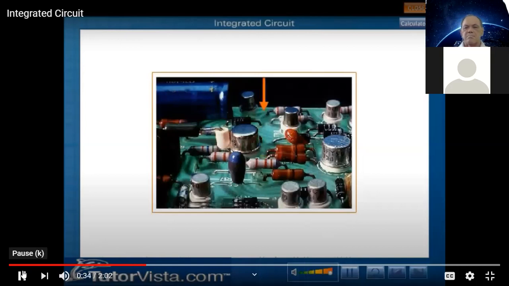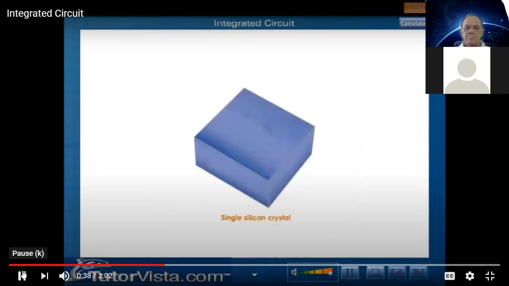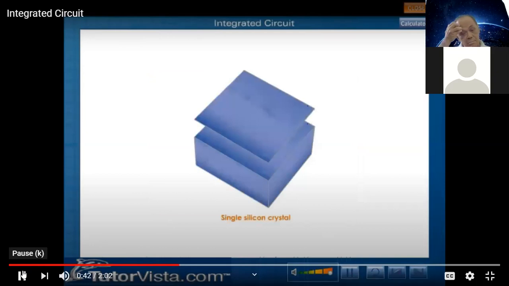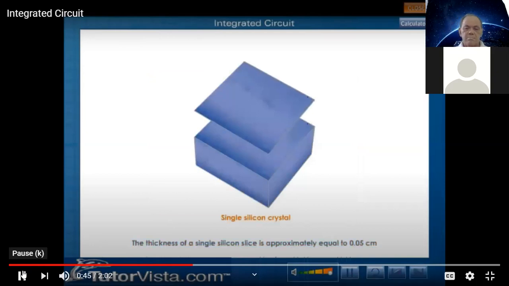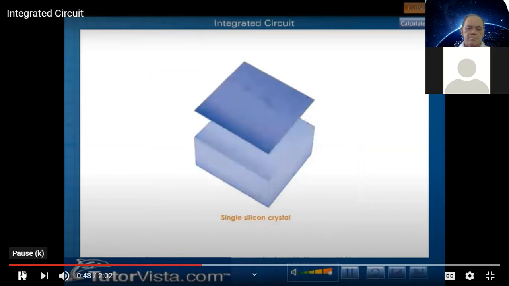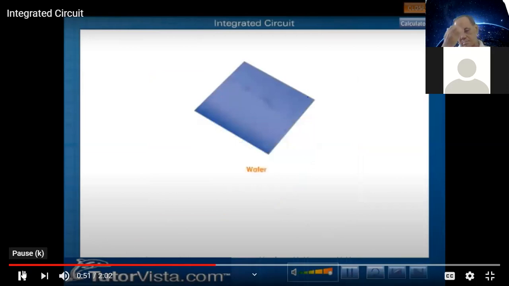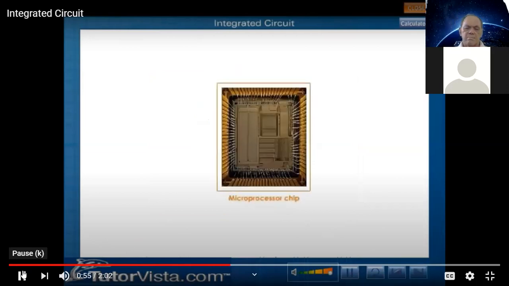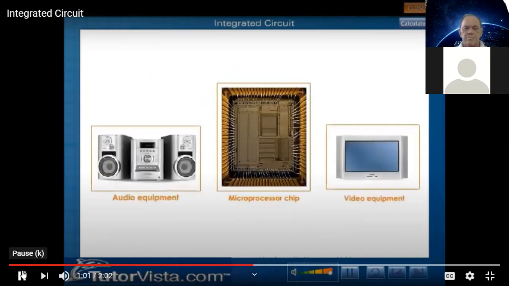known as a chip. What is a chip? A chip is a part of a single crystal of silicon which is cut into thin slices approximately 0.05 centimeters in thickness. The slice of silicon crystal is called a wafer. Integrated circuits are used in a variety of devices like microprocessors, audio and video equipment. Due to their small size, integrated circuits are used in almost every type of electronic equipment.